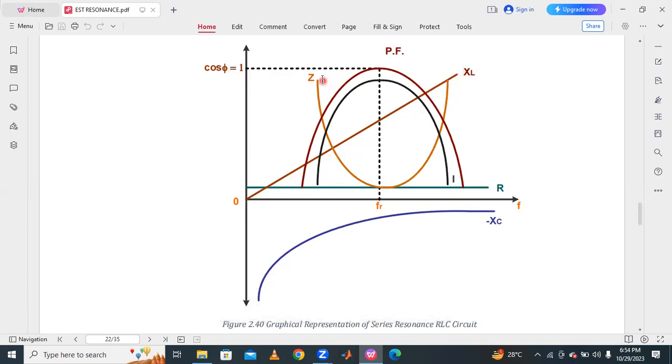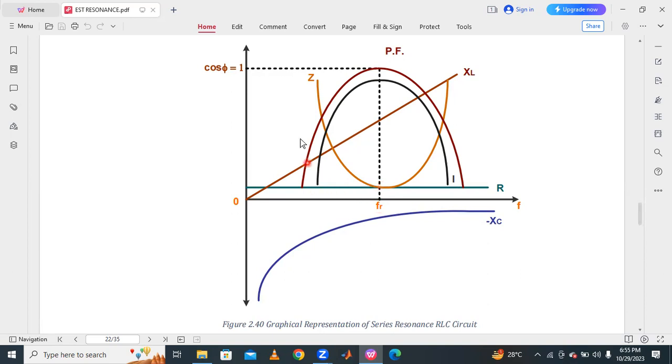And then Z, that is the impedance. At resonance condition, it offers only resistance. The resistance line is the line parallel to the x-axis. This is the minimum resistance. Under resonance condition, resistance will be minimum. Fr is the resonance frequency. At resonance frequency, the impedance is least, only resistance.